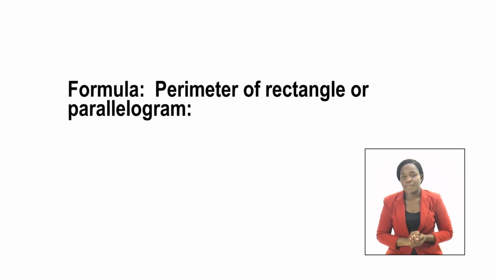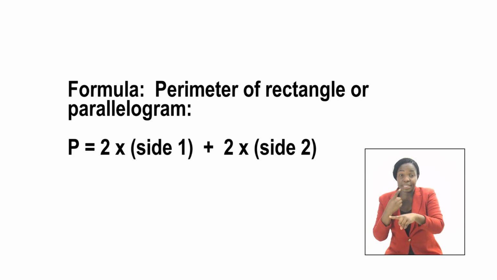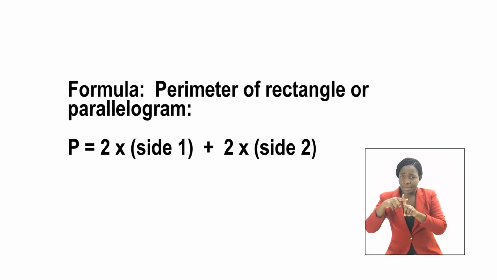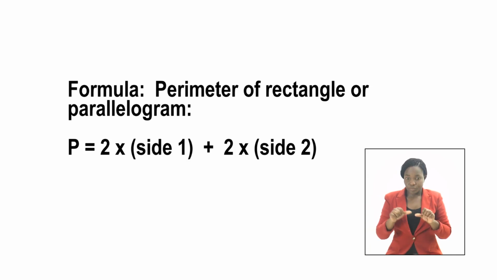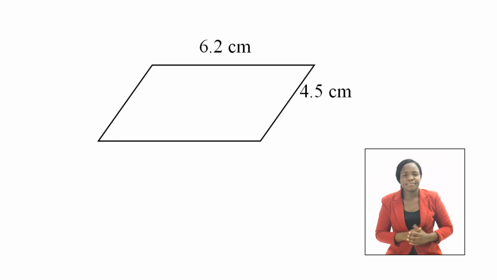So, to derive a formula for the perimeter of a rectangle or a parallelogram, we can say 2 times side 1 plus 2 times side 2. Let's measure the sides of the other parallelogram we did. Ruler, please. Thank you. The length is 6.2 centimeters and I get 4.5 centimeters for each of the shorter sides.